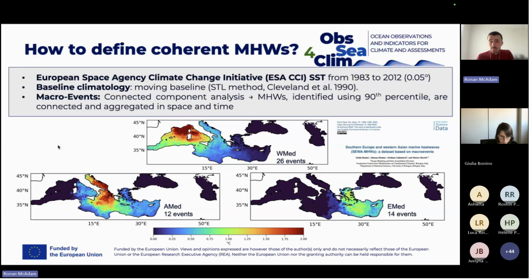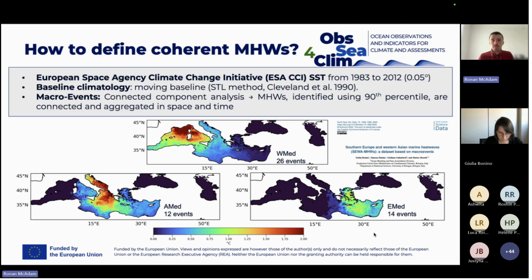We built that, or Julia built that from the European Space Agency SST data, using this connected component analysis with quite a standard definition of marine heat waves. And then from that, she extracted 3 typical patterns of marine heat waves in the Mediterranean. This is a clustering analysis, which gives us Western Mediterranean events, as we saw a few slides ago for 2022, for example, Central Mediterranean, which extend from the Adriatic into the Ionian, and Eastern Mediterranean type events. And they all have different numbers of events and different intensities.